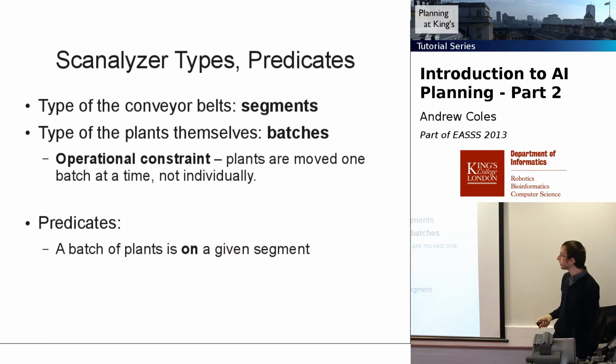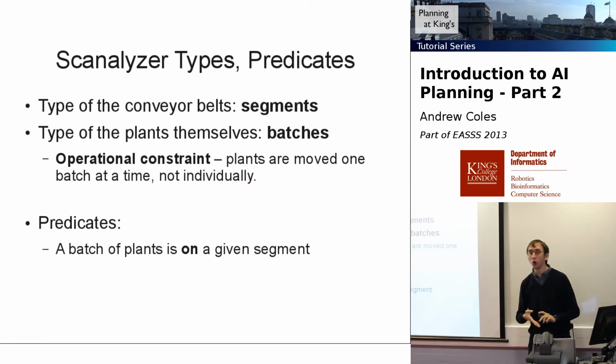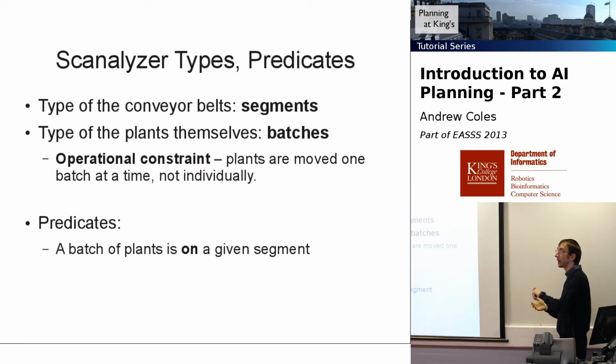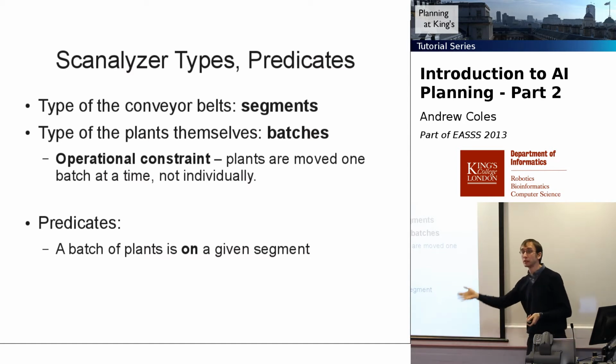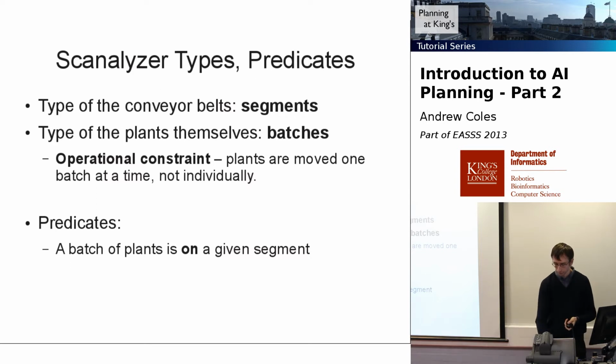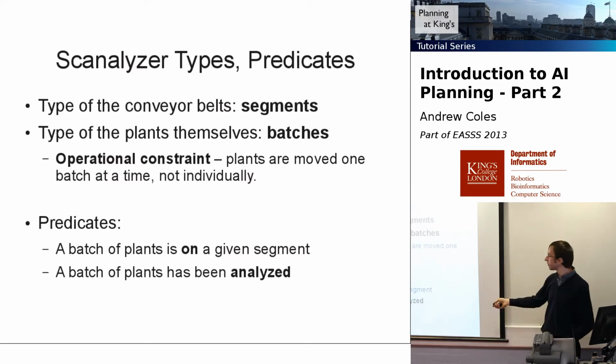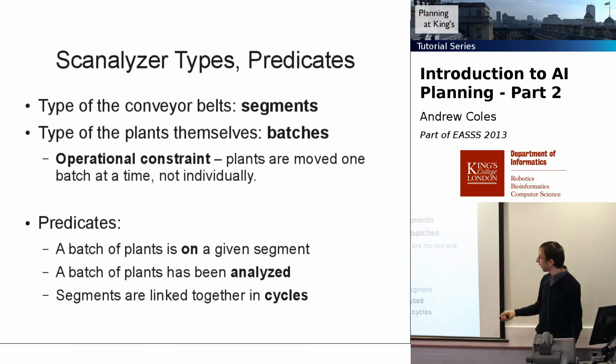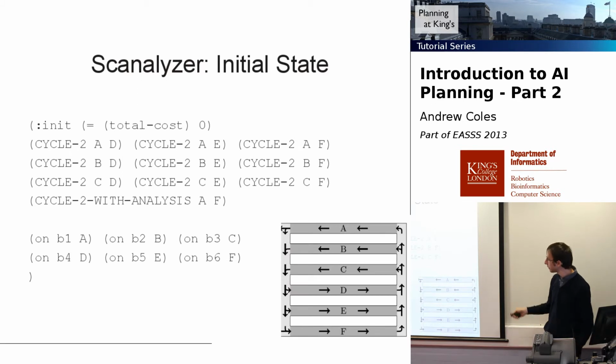What predicates are we going to use? Well, a batch of plants is on a given segment. So it's just like in the blocks world domain, where a block will be on another block. Well, here, a batch of plants is on a segment. So a batch of plants as a whole is on some conveyor. And we also have a predicate to say whether or not a batch of plants has been analysed. And then to link together these segments, we have these things called cycles. I'll illustrate those with an example.